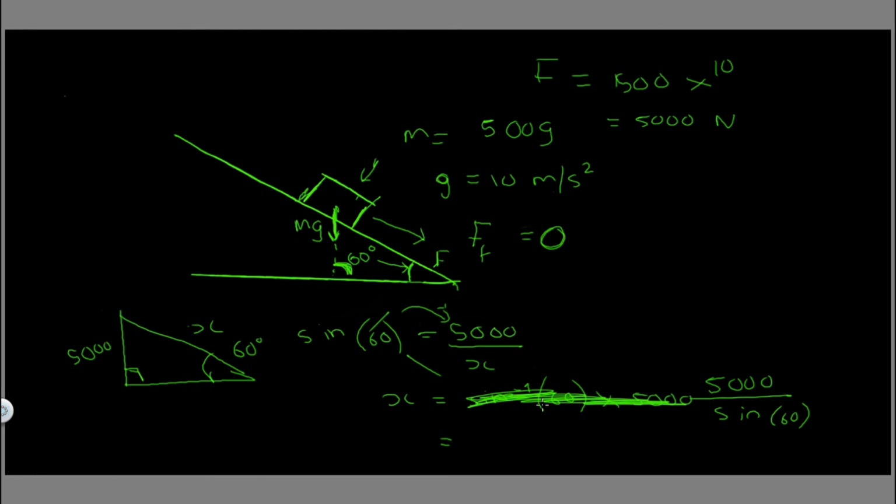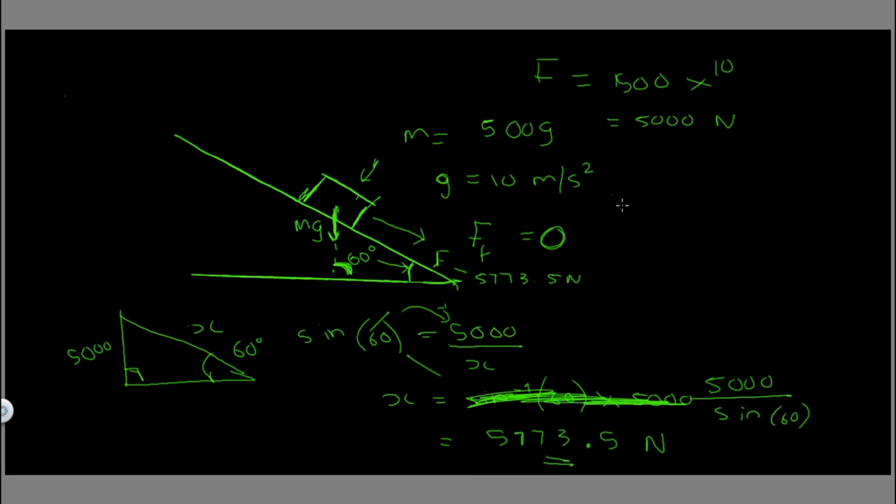Let me calculate that real quick using my calculator. So 5,000 divided by sine 60 is going to give me 5,773.5, and since it's a force, we're just going to put the units as newtons. So this is the force that's acting in this direction. So this F is equal to 5,773.5 newtons. Now that we know this and the mass of the object, we can easily find the acceleration.